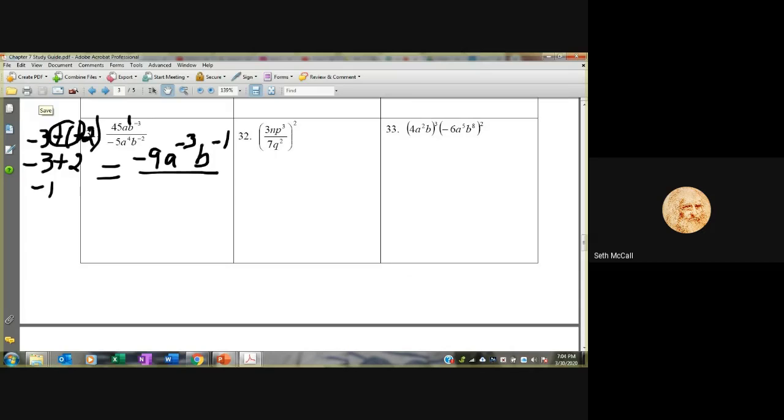Now a little bit of cleanup work to do. We cannot leave anything with a negative exponent. So now this is where our fraction's going to come into play. The negative 9 stays put. It does not go down because the power is not negative. But then the a to the third goes to the bottom, and the b to the first goes down to the bottom. And so you're left with negative 9 over a to the third, b to the first.